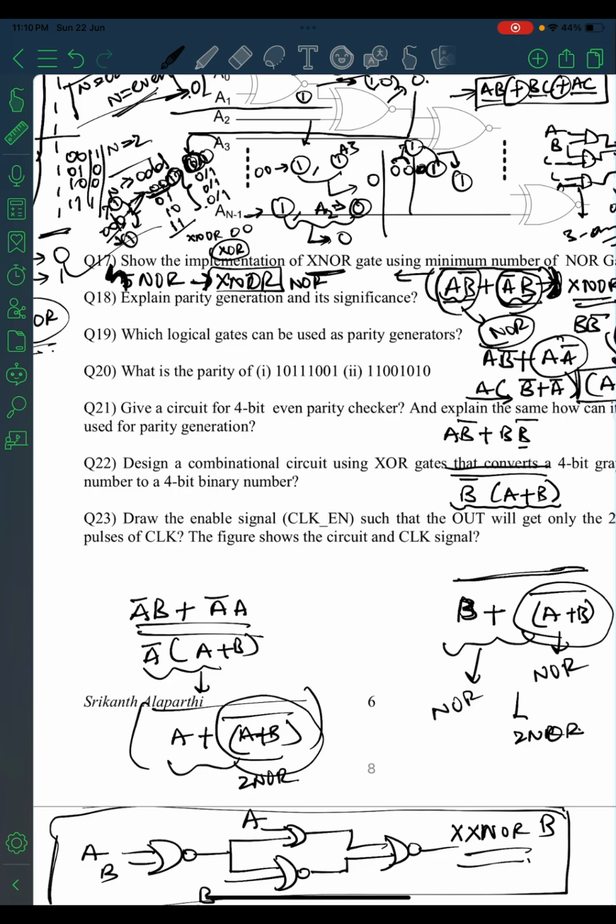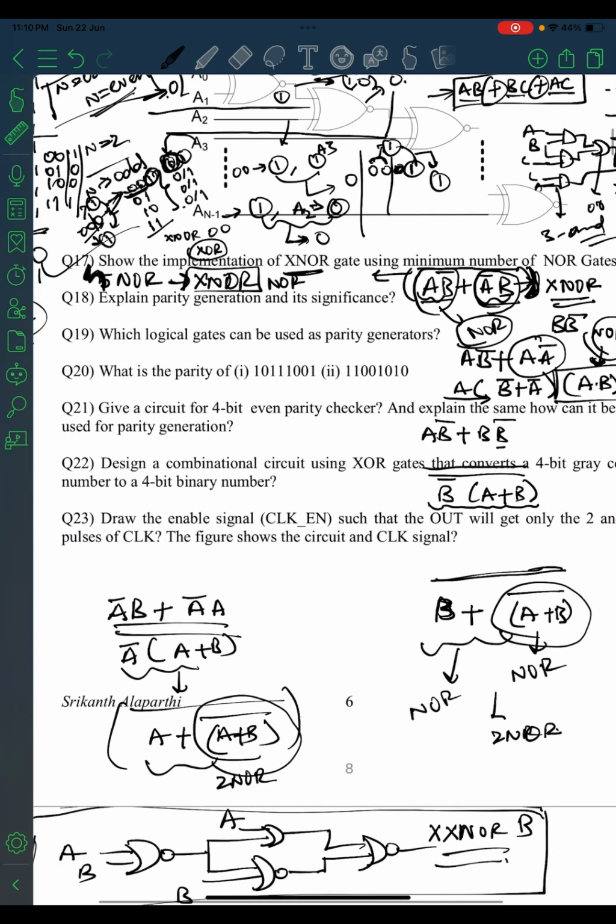So what is the 18th question? Explain parity generation and its significance. Parity means, in signal transmission, in the case of bits, you are transferring a bit stream, which is composed of only zeros and ones, from one place to another place. Because of external disturbances and internal noise, the bits will be flipped. Now we don't know whether the given input is correct or wrong.